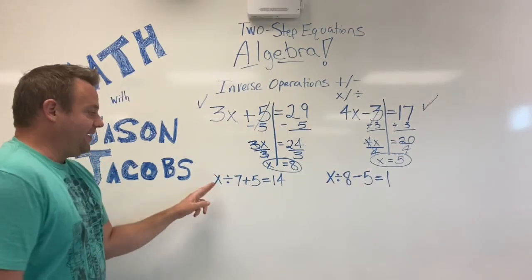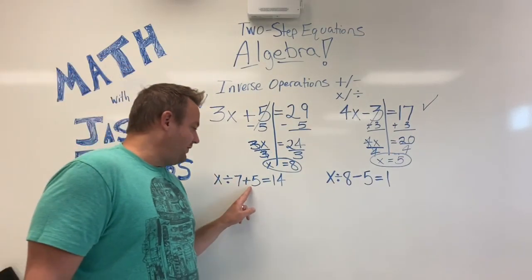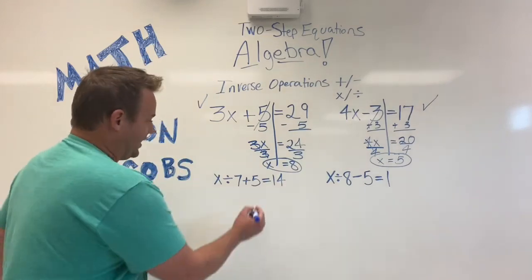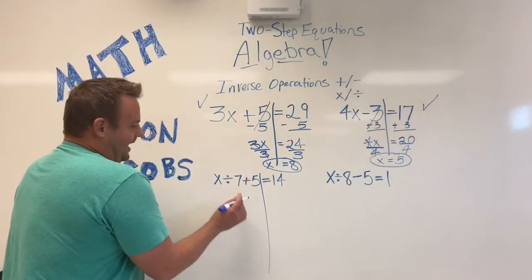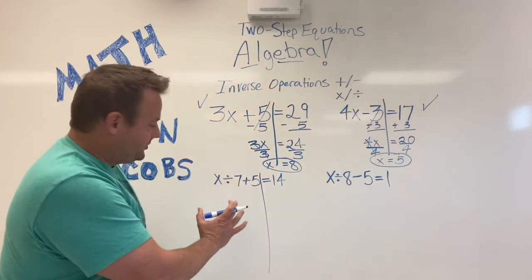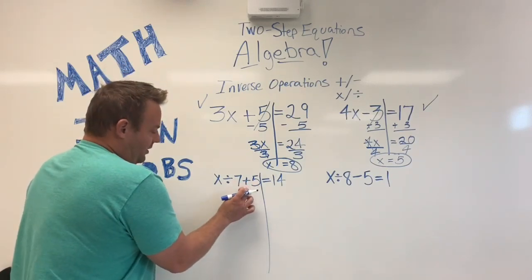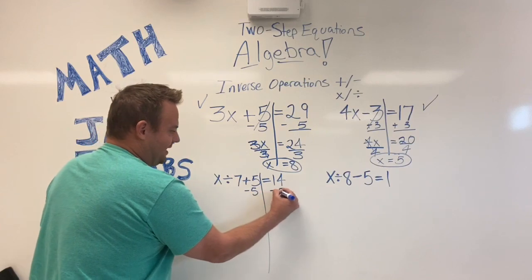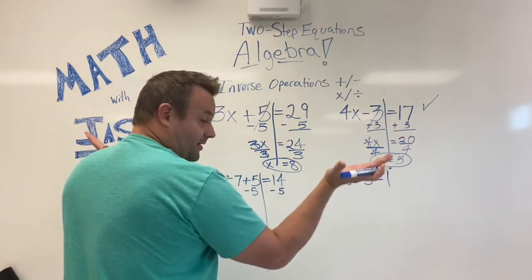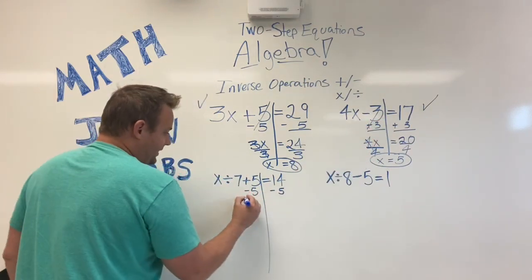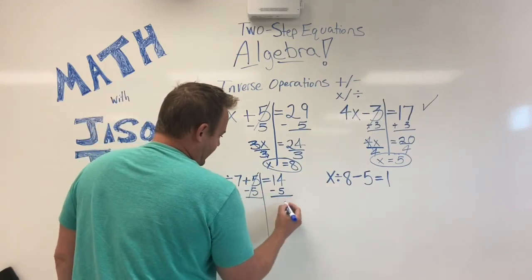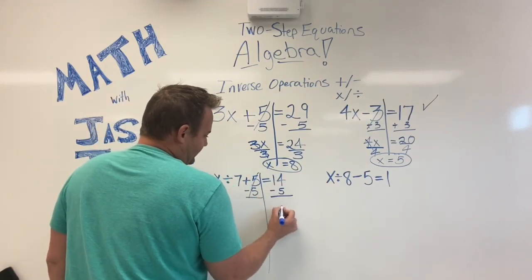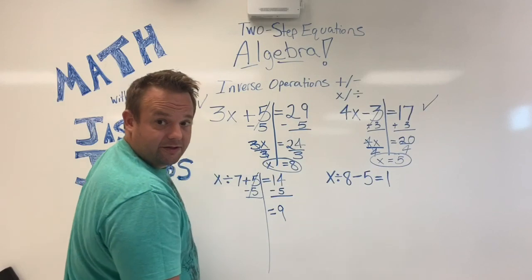All right, now we have x divided by 7 plus 5 equals 14. Okay, I'm gonna draw a line, and I'm gonna do the opposite of the inverse operations. So I'm gonna take away this 5 first. So I'm gonna subtract 5 on both sides. Whatever you do on one side, you have to do on the other. Remember the balance scale? This cancels out, and this here becomes 9. Make sure you can see that.